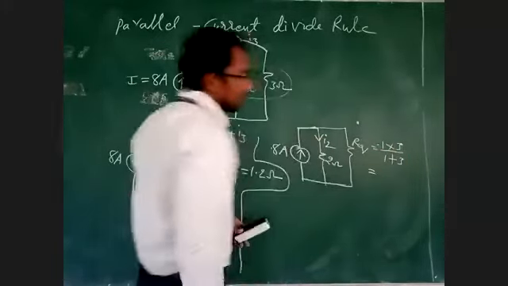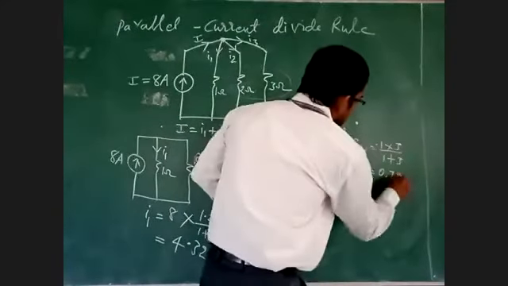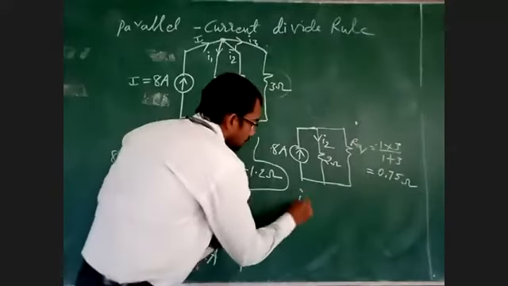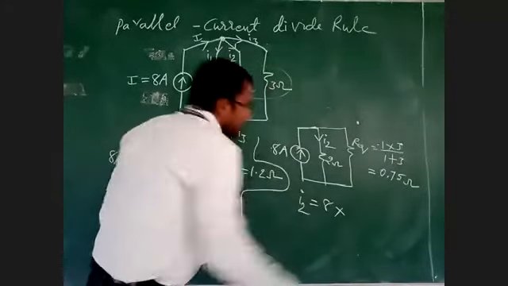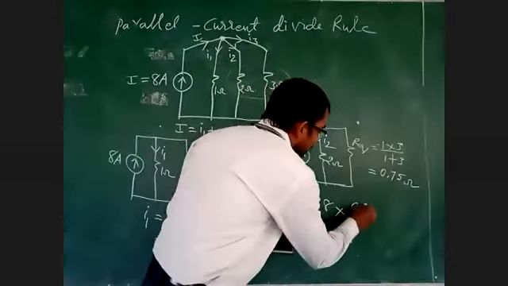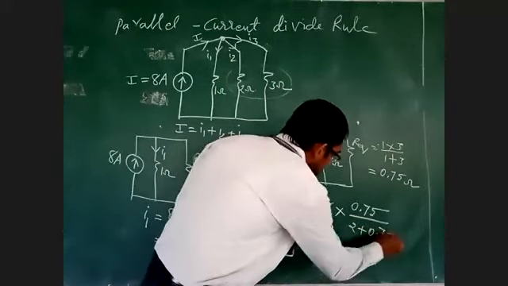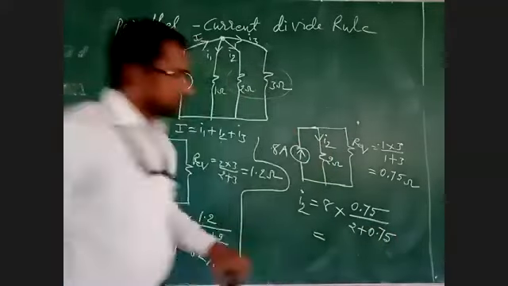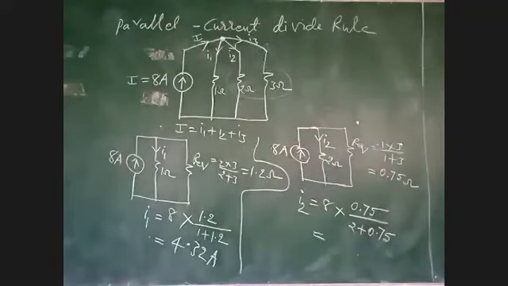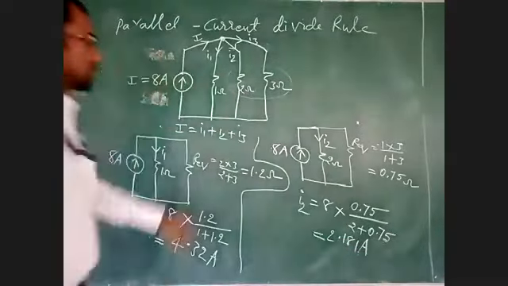How much? R equivalent is 0.75. Therefore, I2 is equal to total current into, for this 2 ohm opposite branches, 0.75 divided by 2. That is 2.181. This is your current I2 in 2 ohms.